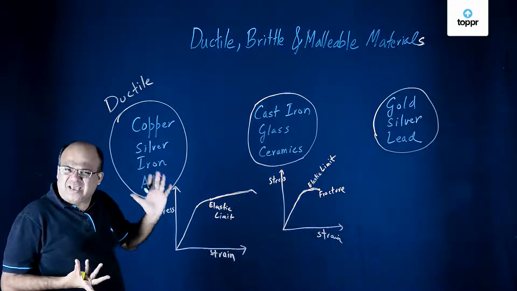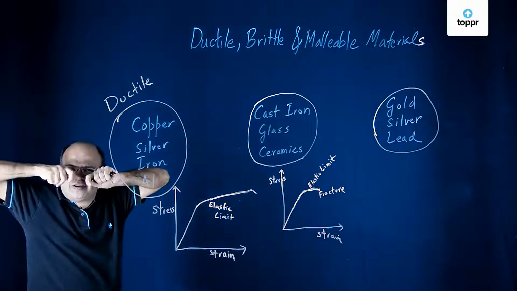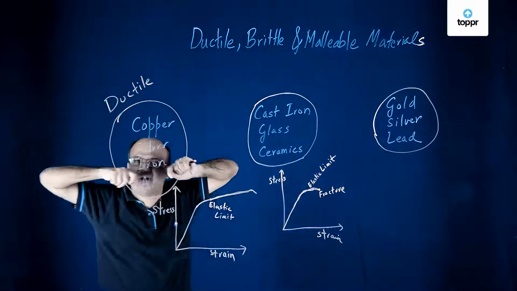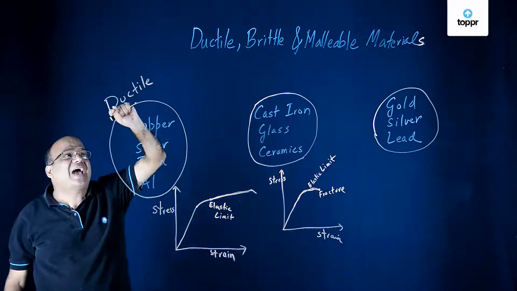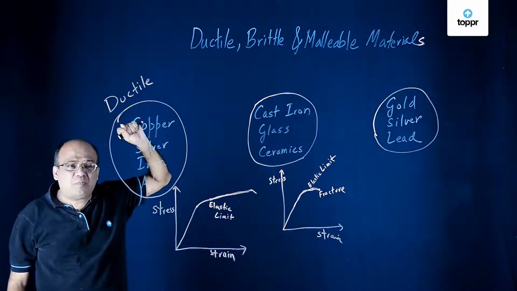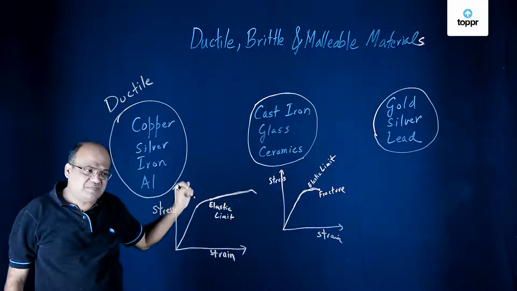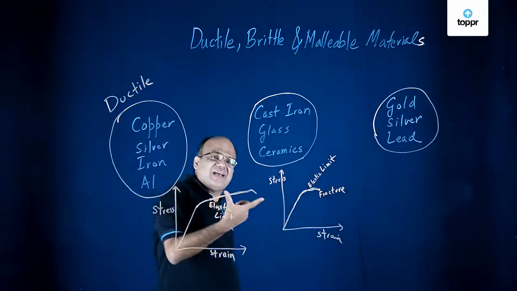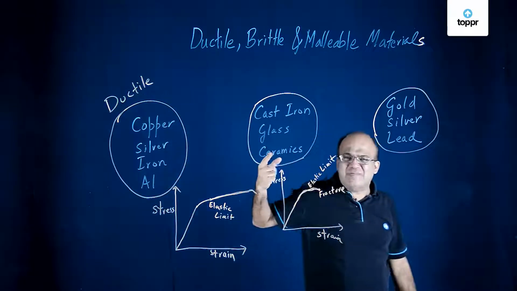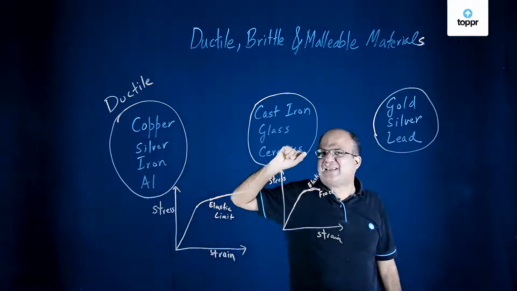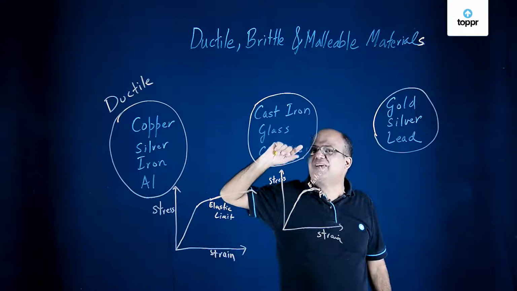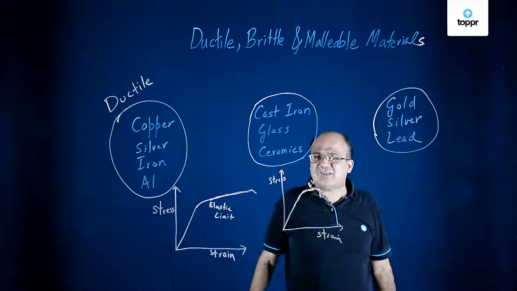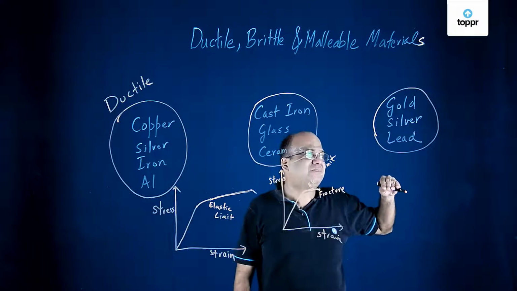First one is ductile materials. Ductile materials can be drawn into thin wires, and their examples are copper, silver, iron, aluminum. They have a large range of plastic extensions. Brittle materials break as soon as the elastic limit is exceeded. They cannot be drawn into thin wires. Examples are cast iron, glass and ceramics.